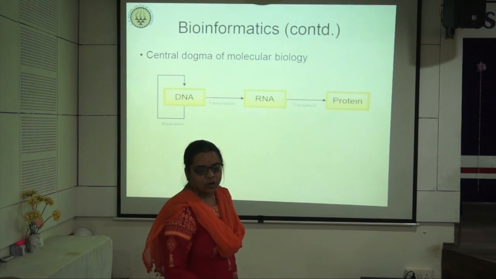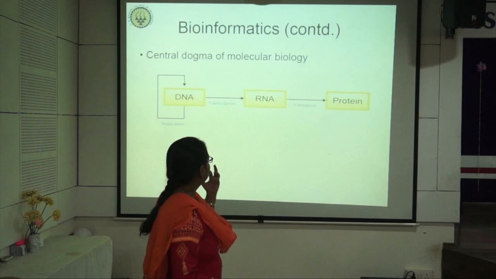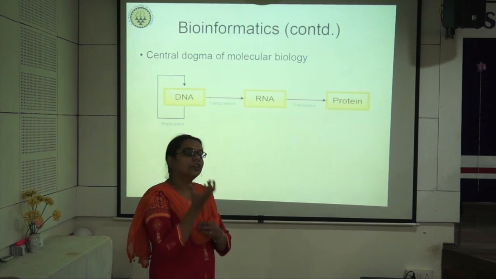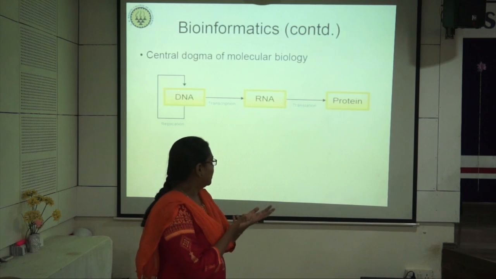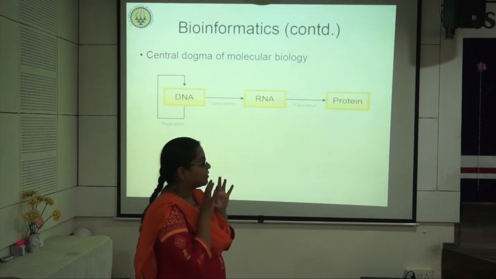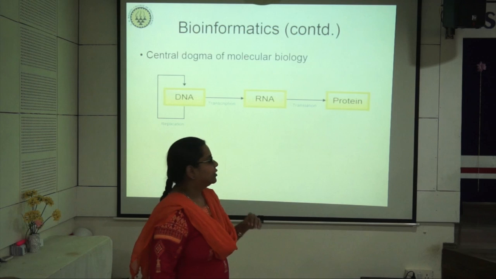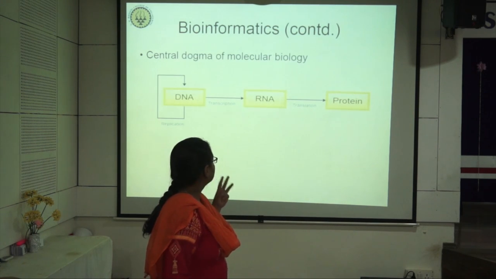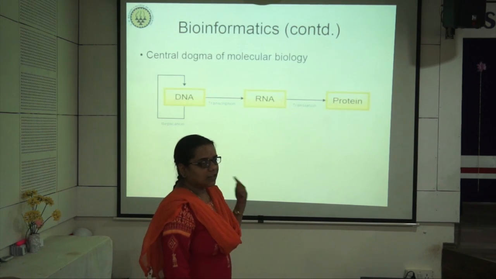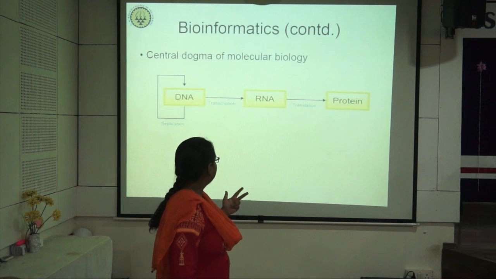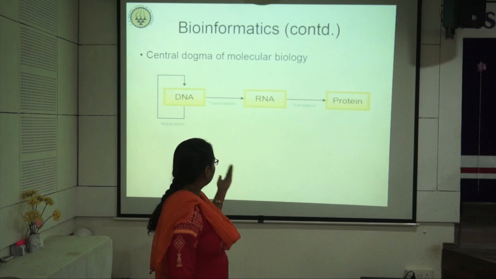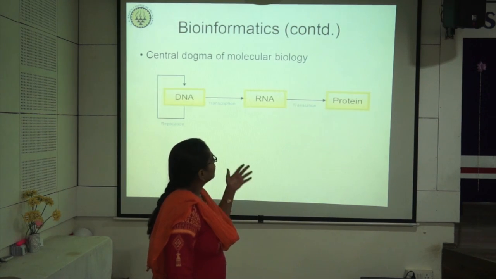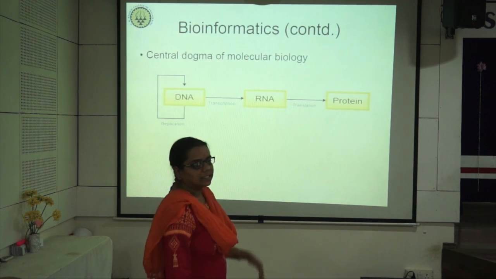So, when we talk about bioinformatics, the central dogma everybody might be knowing, having the words popped up and seen: DNA, RNA, and protein. So these are nothing but the basic central dogma of molecular biology, which is based on three different processes. One is transcription, another is translation, and the third one is replication. So DNA replication, synthesis of RNA from DNA is transcription, synthesis of proteins from RNA is translation.